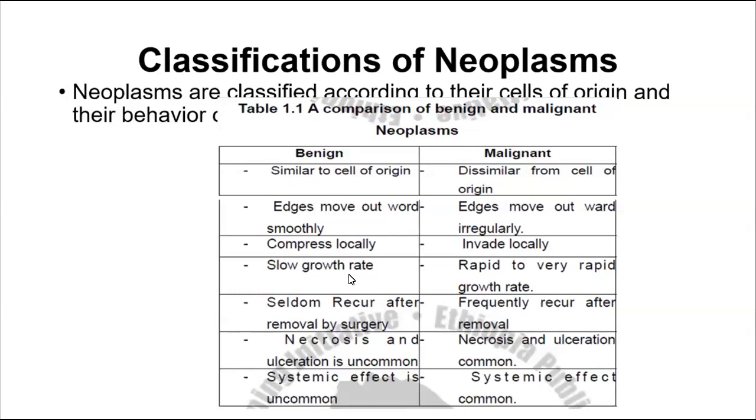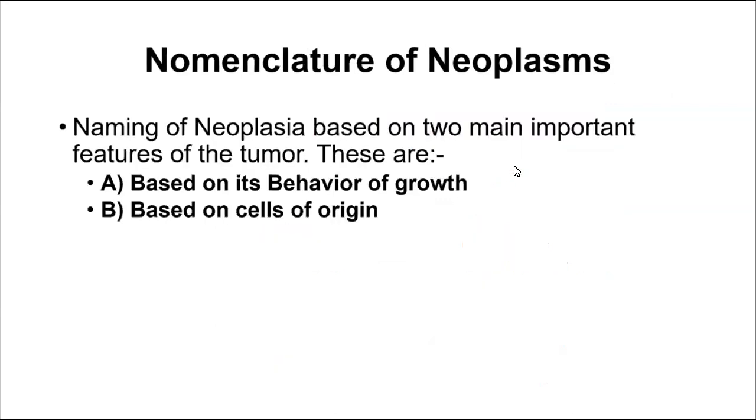And then benign usually compressed locally and then the malignant invade locally. And then ang benign usually matagal siya tumubo tapos yung malignant mabilis lang siya. And then yung benign, medyo may mga konti-konti na babalik siya after pero medyo seldom lang siya. Yung malignant talaga malaki ang chances na babalik siya. And then in benign, necrosis or ulceration is very not common, and then necrosis and ulceration is very common in malignant, and the systemic effect is more common in malignant. So now let's proceed to the nomenclature of neoplasm.